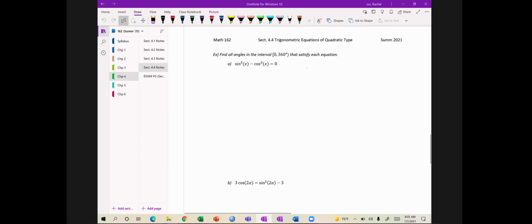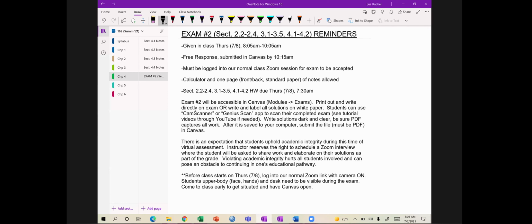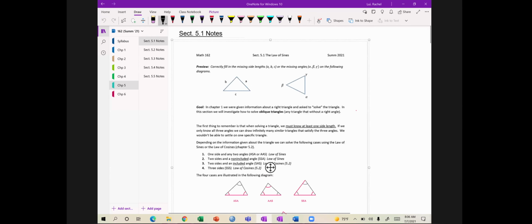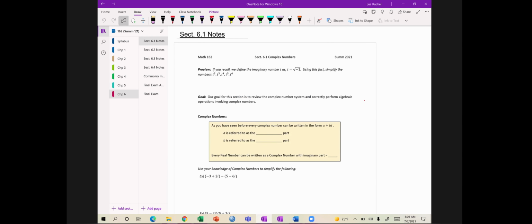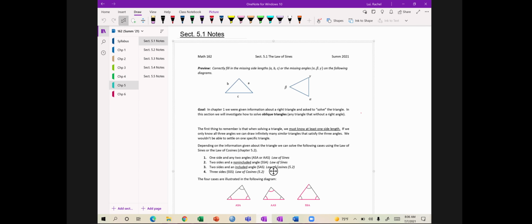So before we start the recording, let's take a look at what we'll be covering today. We'll finish section 4.4. That's going to wrap up chapter 4. Then we do have a note to discuss regarding 4.1 and exam 2 reminders. So I sent the exam 2 reminders this morning right before class. And then we will start chapter 5. So the chapter 5 and 6 lecture notes are already in Canvas. Those 2 modules, chapter 5 and 6, have been published.